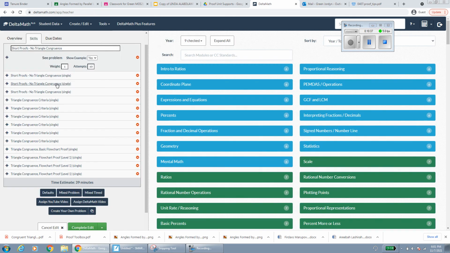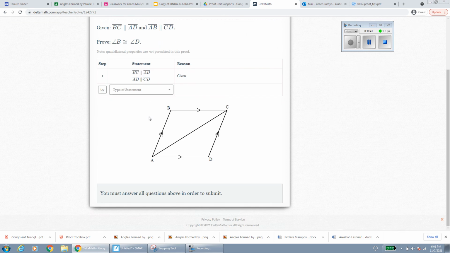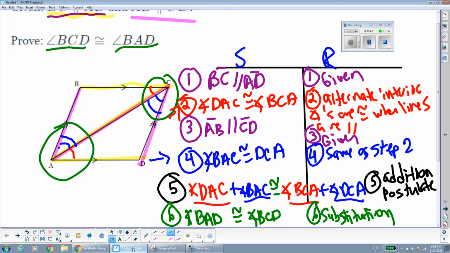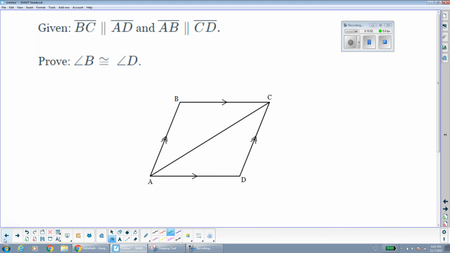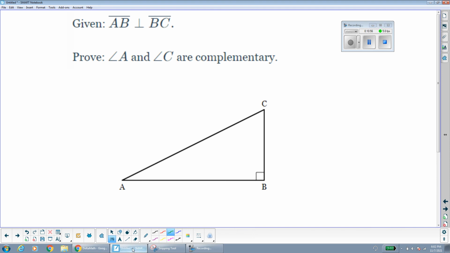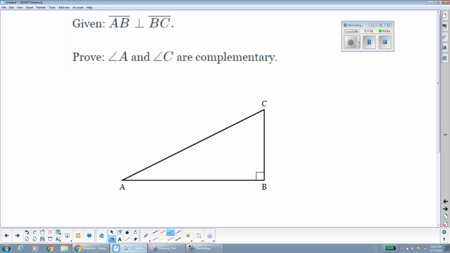So the next one on Delta Math is this one right over here. Once again, everybody should have the same exact thing. This one looks really similar to the previous one, but it's a little bit different. Oh no, why do I have one in between? So it looks like I skipped one. So let's do this one first.